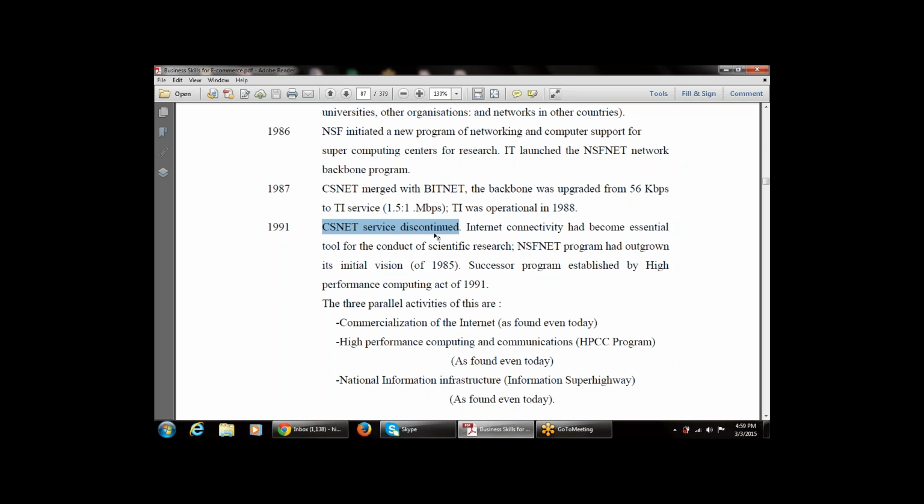Then high performance computing and communications. That is the next program, the HPCC, the high performance computing and communications. This is also found even today. The next is the national information infrastructure, that is the information superhighway. This is also found in day-to-day scenarios, even today.